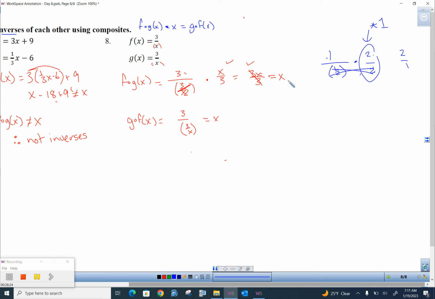Okay, so we've got equal x, so we're going to write it, f of g of x and g of f of x, both equal x, therefore inverses.